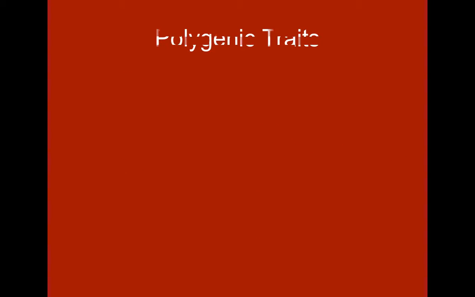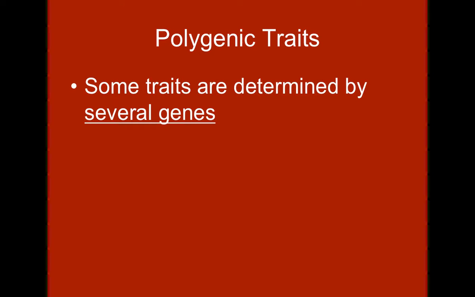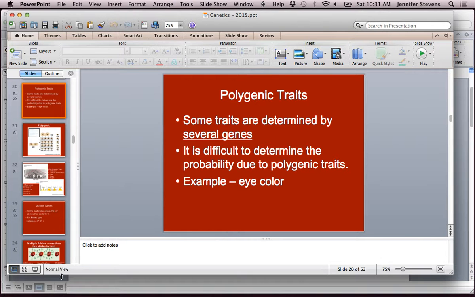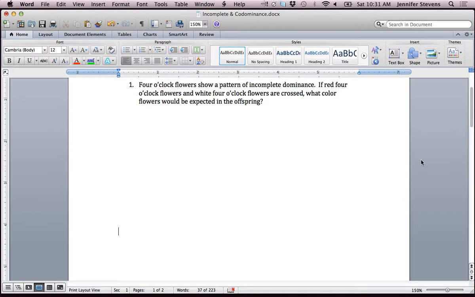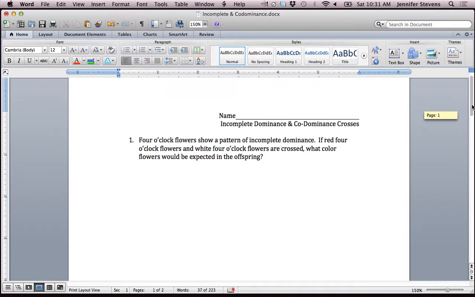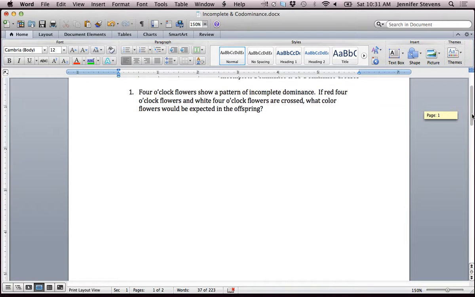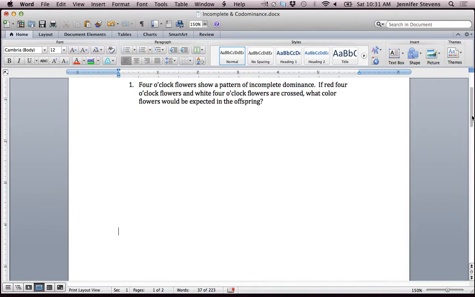So again, let's look at, oh, I thought I had a picture there. I'm sorry. All right, so what we're going to do next is we're going to move over to our worksheet for this, and we're actually going to do one together. So this is the worksheet on incomplete dominance and codominance crosses. So one of the first things you're going to need to do is decide, is this incomplete dominance or is this codominance?